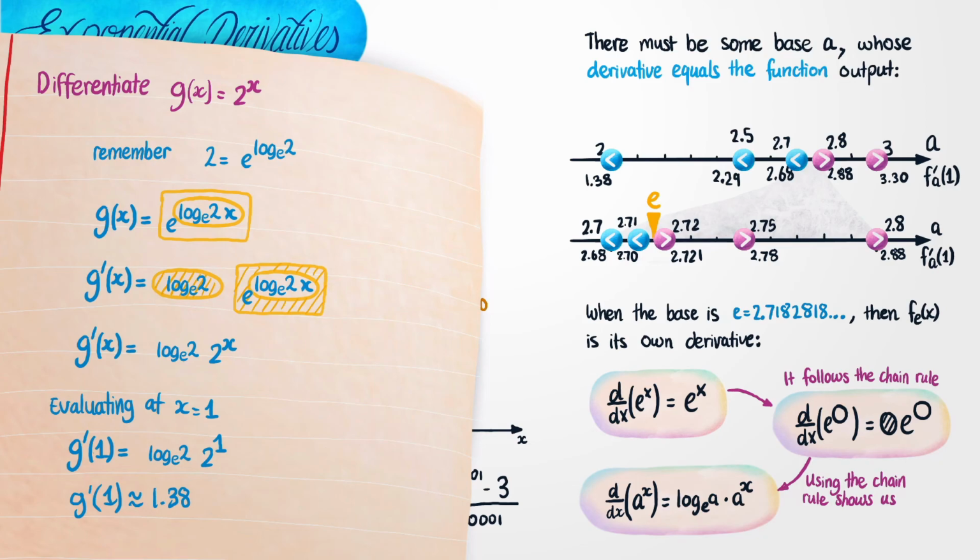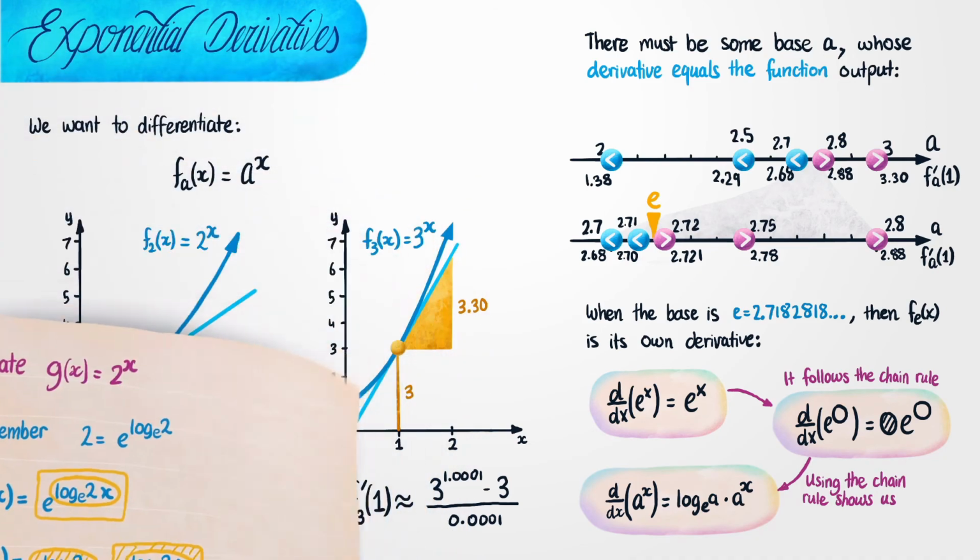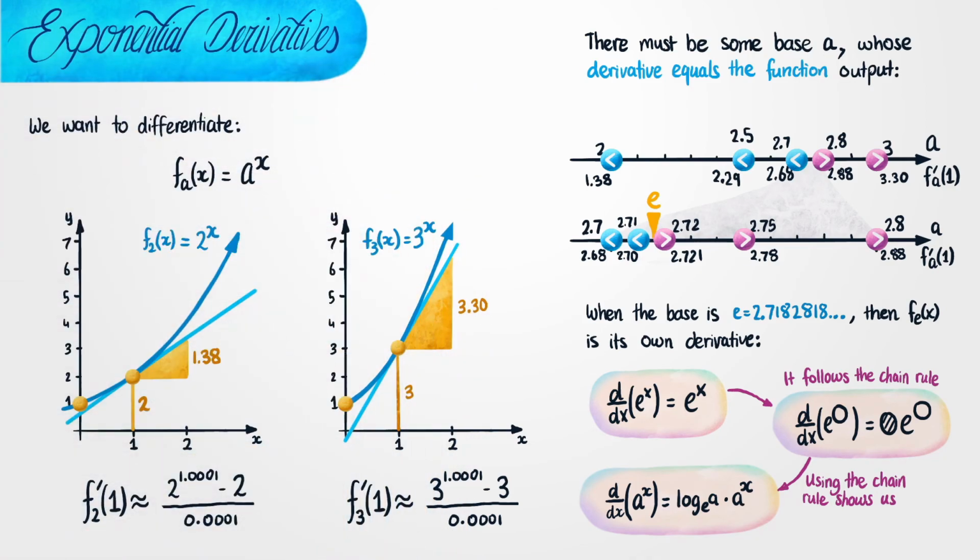But at this point, I'd just like to summarize the lesson. In this lesson, I showed you how to find the derivatives of any exponential function in the form a to the power of x. We started by approximating 2 to the power of x and 3 to the power of x. We saw that the number that came out of 2 to the power of x was larger than its derivative, but the number that came out of 3 to the power of x was actually smaller than its derivative.